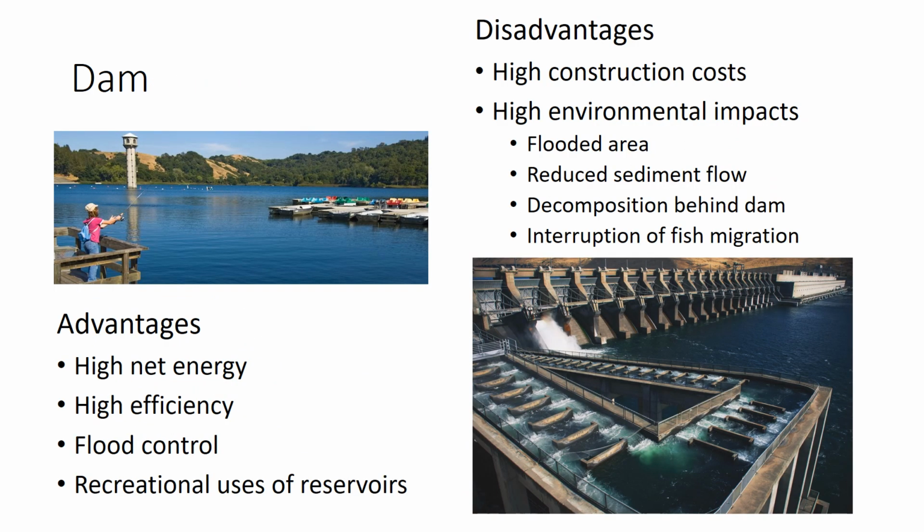Just like anything else, as I keep saying, there are advantages and disadvantages. You have a high net energy. You can get a lot of energy from a dam. It's really efficient. It can help with flood control downriver. And then, of course, there are also recreational uses of the reservoir behind it: fishing, boating, swimming, depending. We also use these for drinking water in the reservoir, so it might be regulated in that way. Not all reservoirs are used in that way, but some, most, I don't know.